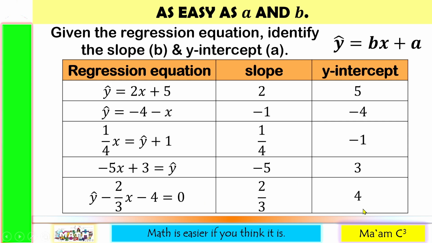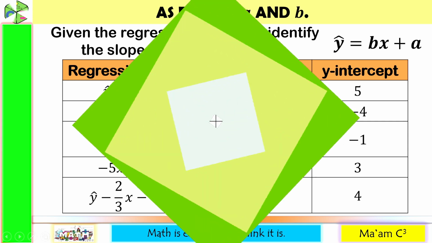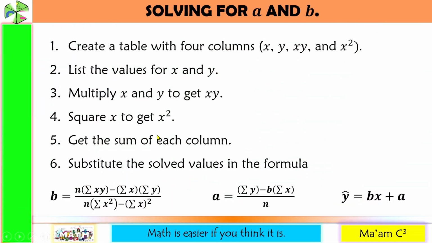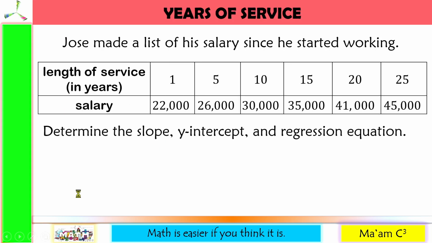In reality, the regression equation is often unknown, and it can be constructed if you know a and b. Given the raw data, here are the steps on how to solve for a and b. I am going to discuss these steps in detail as I go along with an example. So let's have one. Years of service. Jose made a list of his salary since he started working. We have here the length of service in years and the corresponding salary. Determine the slope, the y-intercept, and the regression equation.